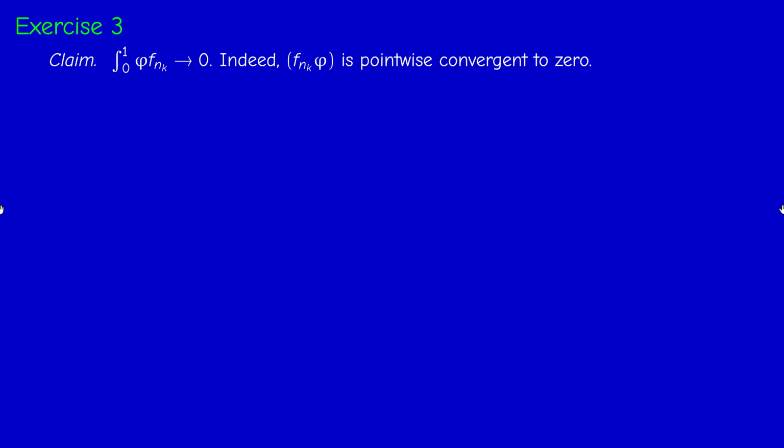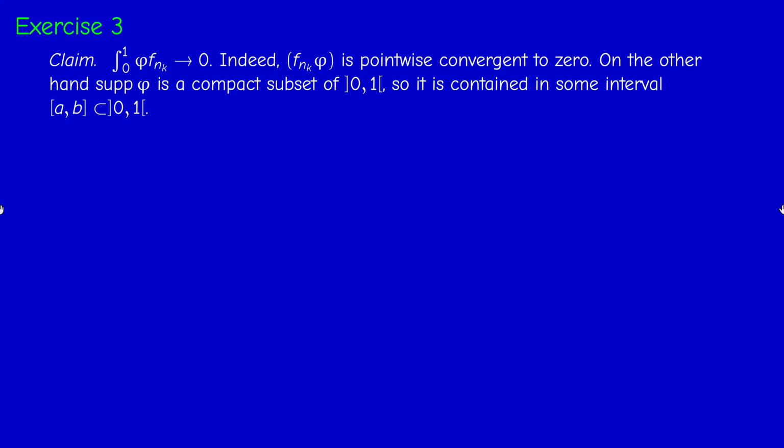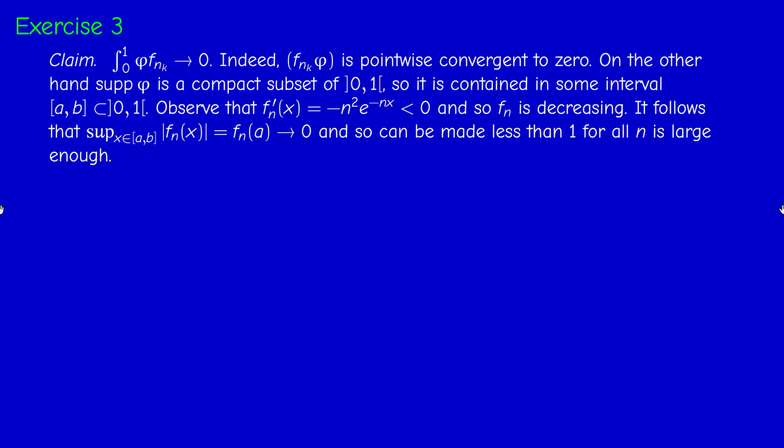Why is this so? Well, first, as we know, fnk converges to 0 pointwise, therefore fnk times phi converges pointwise to 0. Now, since phi has compact support, phi vanishes outside a compact interval [a, b] in (0, 1). And as you observed, fn is decreasing, because this is a particular case of the previous exercise, p equal 1. So the same estimate proves that fn of x is between 0 and n times e minus na, which is just fn of a. It's the same estimate as in exercise 2, but written in a slightly different way.